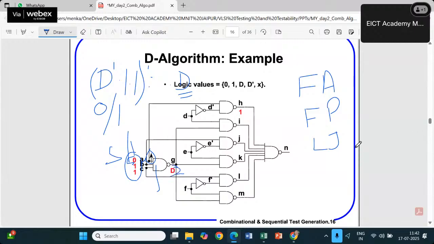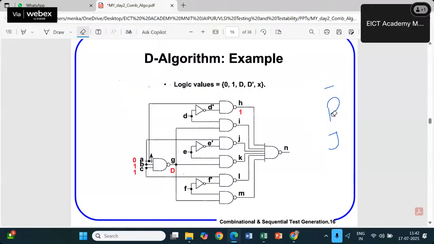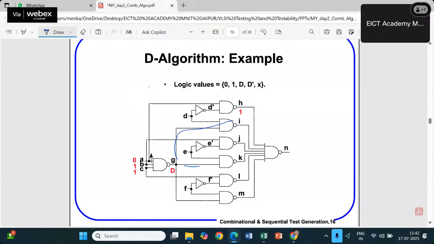Now how can I propagate? My job is to propagate this value to the output, and the output is the AND gate, right? So let us propagate this to the output. There are 3 ways to propagate this value to the output. What are those paths? The first path is through the I gate, another is through the K gate, or through the M gate. So this is one path, another path, and this is the last path.